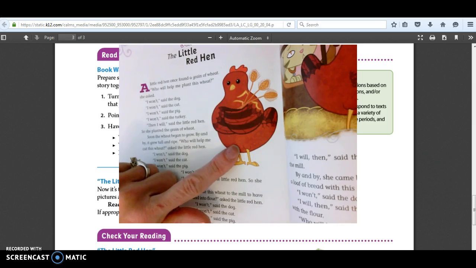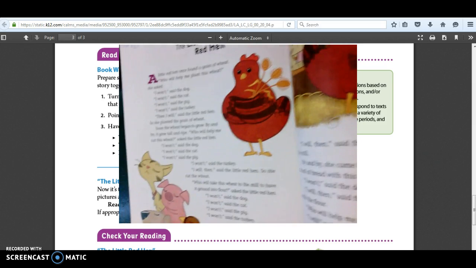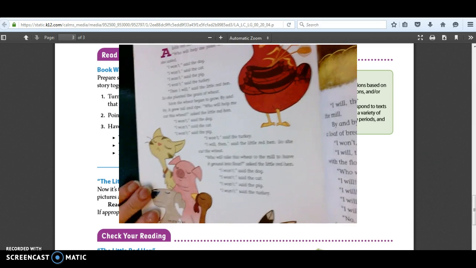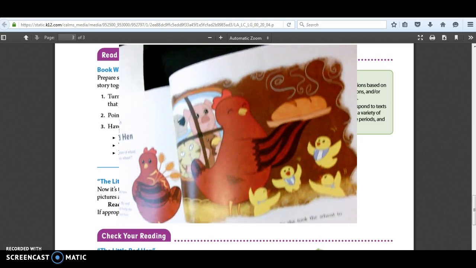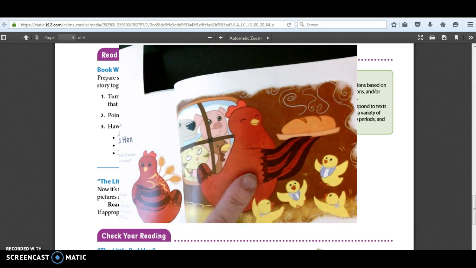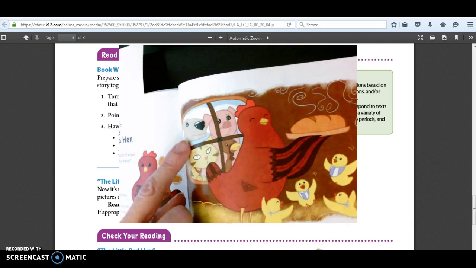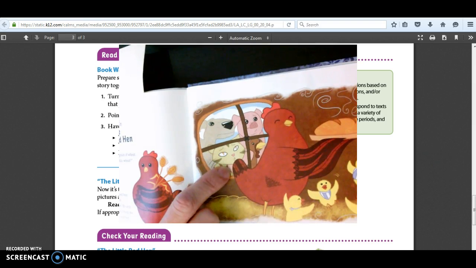I see a hen right here holding some wheat. We have some animals down here. I see a cat, a pig, a dog, and a turkey. And then here I see the little red hen, and she has some hot bread, and I see her chicks, and I see all the animals out here looking in the window.